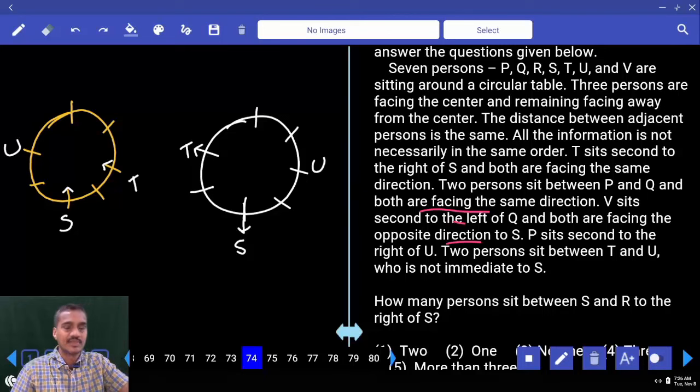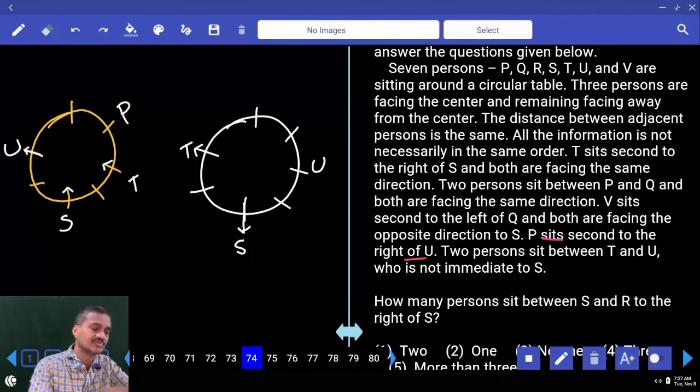Now if U is here, then P sits second to the right of U. As P is seated second to the right of U, P must be here. Then U must be away from the center. And P sits second to the right of U, P must be here, and P is facing towards the center.